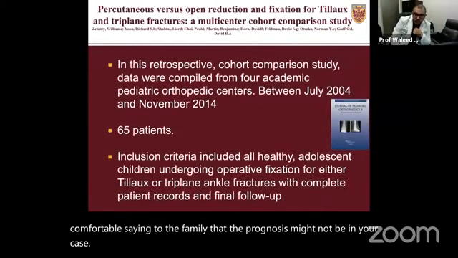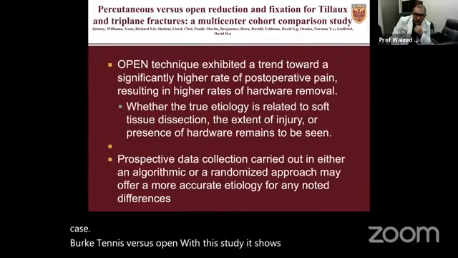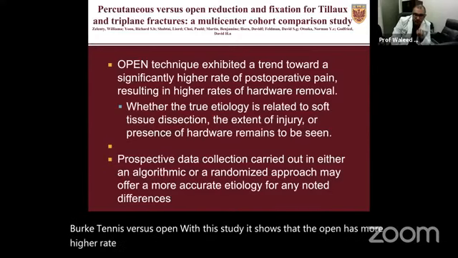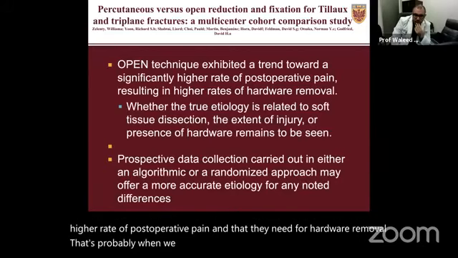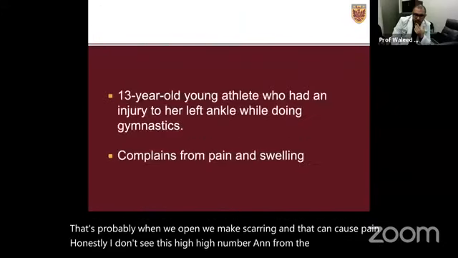Percutaneous versus open. With this study, it shows that the open has a higher rate of postoperative pain and need for hardware removal. That's probably because when we open, we make scarring, and that can cause pain. Honestly, I don't see this high number, and from the study itself it is not significant.